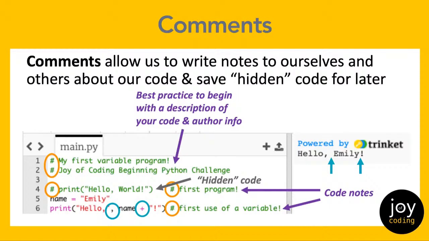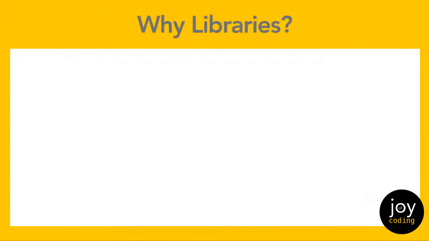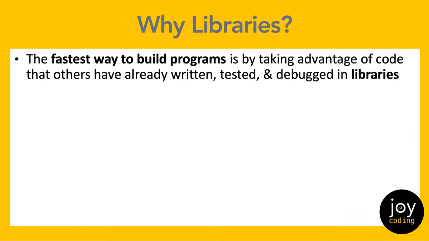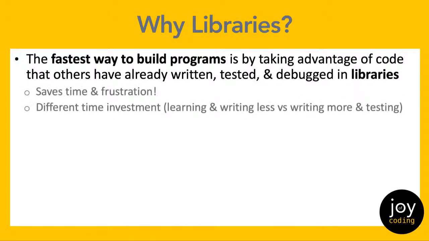Our final topic of the day is taking advantage of expertly written code so that we can quickly write bigger and better programs using Python libraries. Why do we want to use libraries? Well, they're the fastest way to build programs because they allow us to take advantage of code that others, expert programmers, have already written, tested, and debugged that are present in the Python libraries. So again, this is going to save time and frustration.